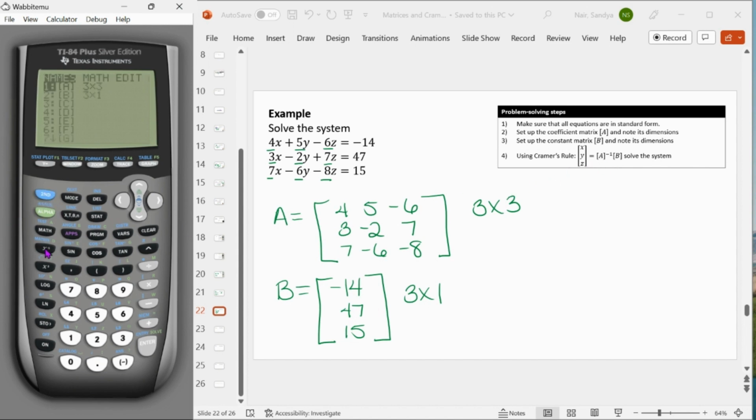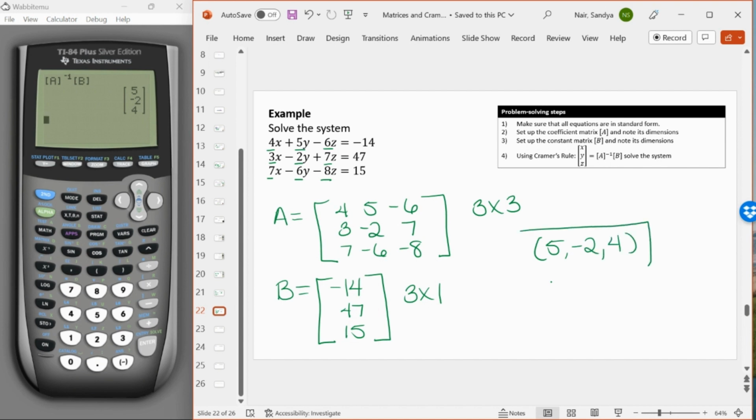So I'm going to do second matrix, choose matrix A from the names menu, do the inverse button, and then second matrix, and then choose matrix B from the names menu, and then hit enter, and it gives us our solution, which we need to write as an ordered triple, right? So our solution is going to be 5, -2, and 4. So that's the solution to our system of equations.